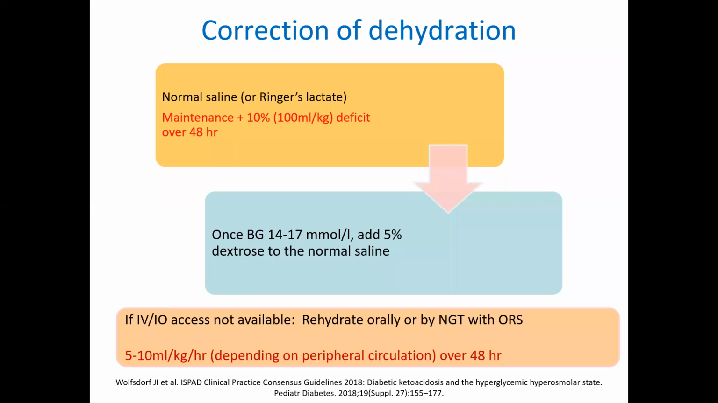So these fluids are given over 48 hours, and we need to monitor the glucose very closely, usually hourly. Once the glucose drops to between 14 and 17, this patient is at risk of hypoglycemia, so we need to add 5% dextrose to the normal saline or Ringer's lactate. Again, if intravenous or intraosseous access is not available, then the patient may be rehydrated orally or by a nasogastric tube with ORS at 5 to 10 mils per kg per hour.